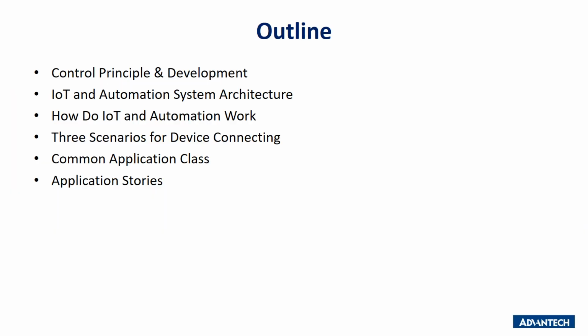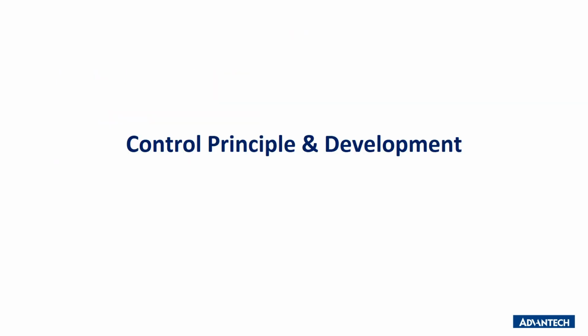First of all, we are going to introduce a very general control principle. Then, we will introduce the IoT and automation architecture and how IoT and automation work. Also, we will explain the three scenarios for device connecting. In the final part, we will show you some common application classes and application stories. Okay, let's start with the control principle and development.